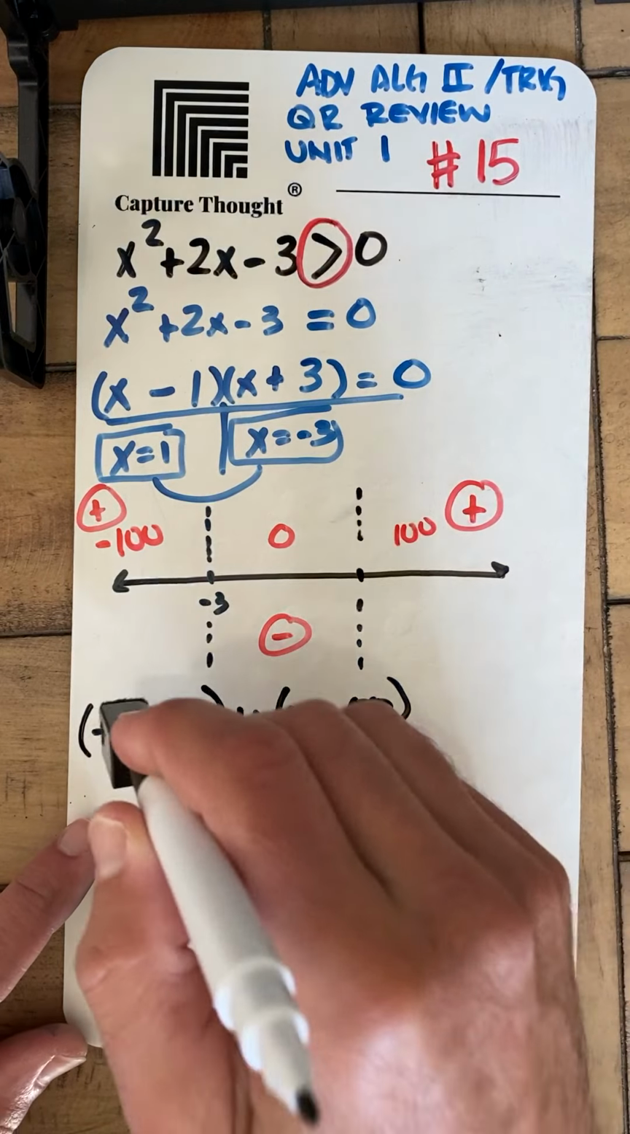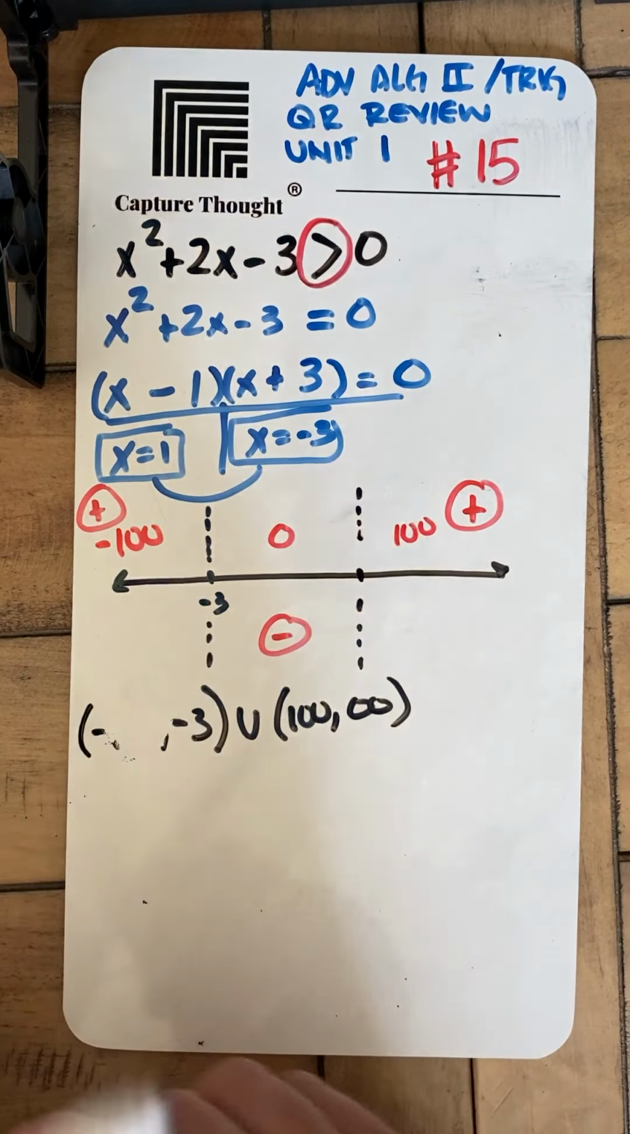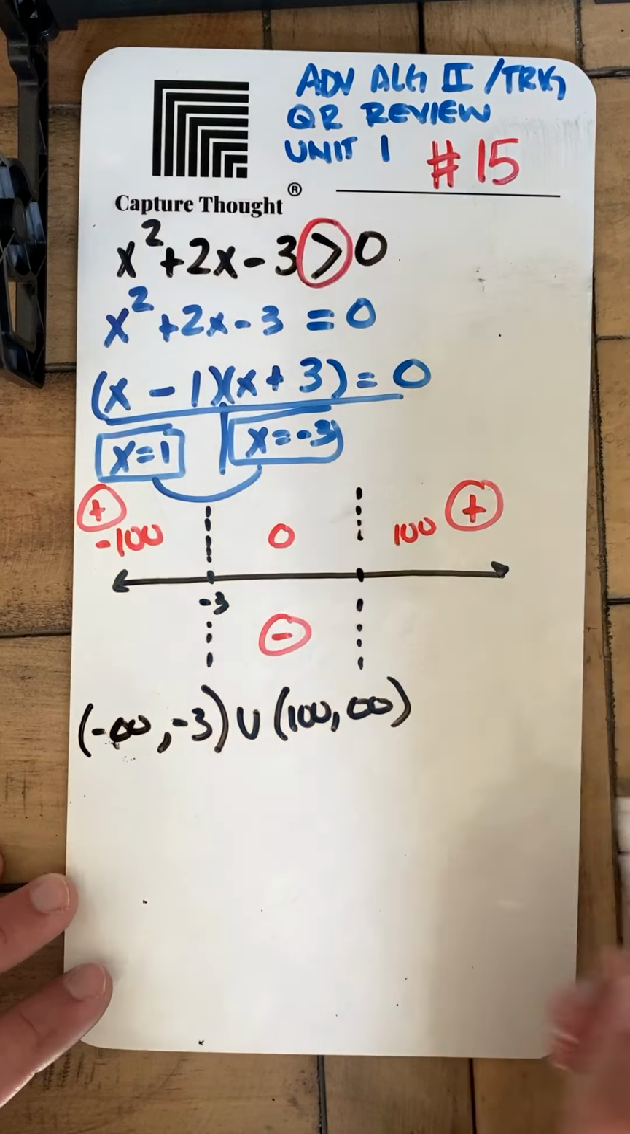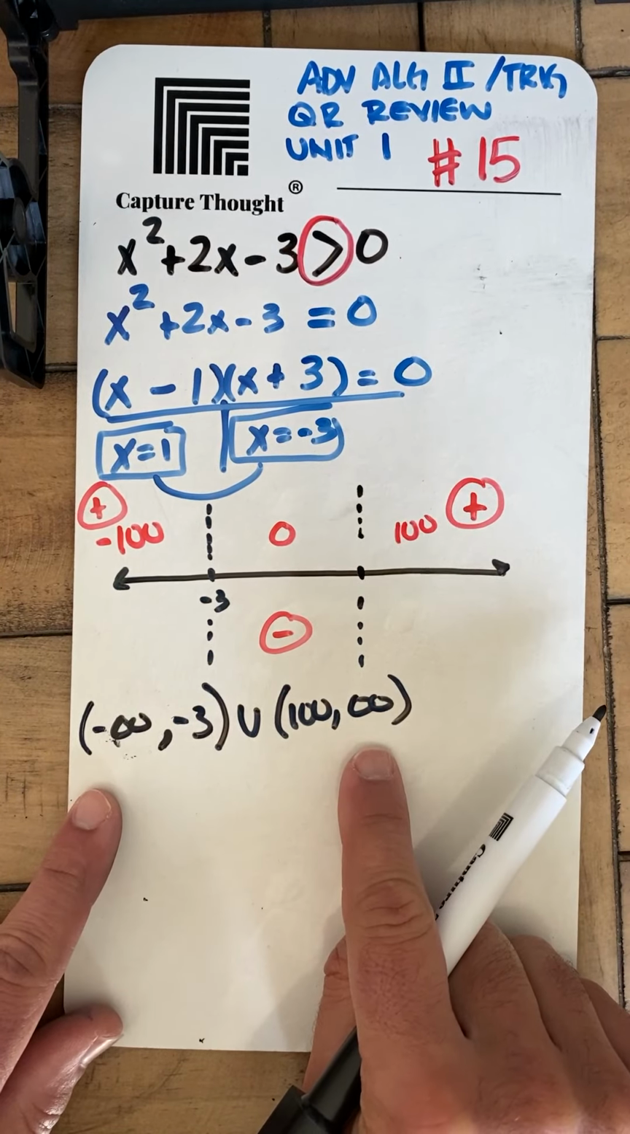Oh, I just noticed a mistake here. This should be negative infinity. I wrote negative 100. That's funny. So negative infinity up to negative 3. So we never put brackets on infinities.